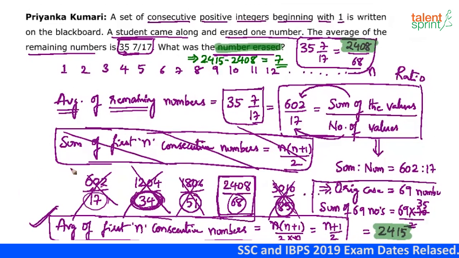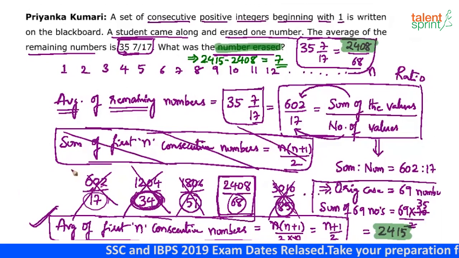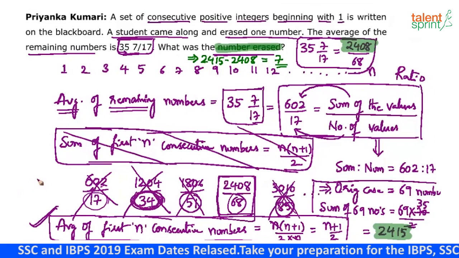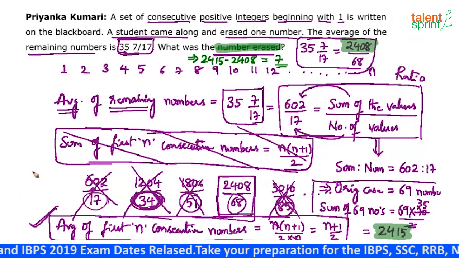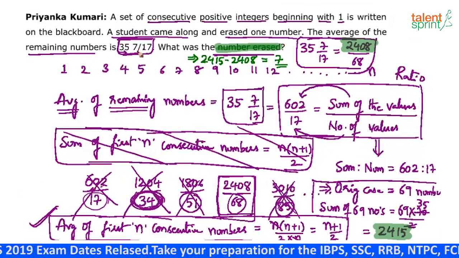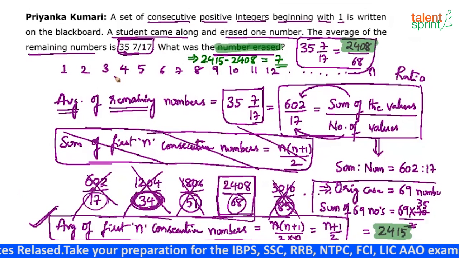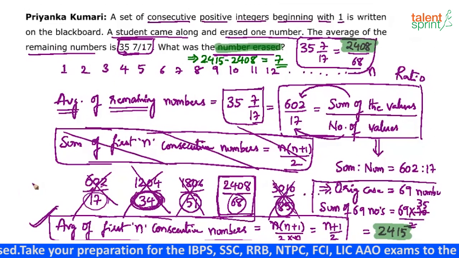Now from the first 18 numbers, just think of it, you have erased one of the numbers. The average of the first 18 numbers is 9.5. After erasing one of these 18 numbers, can the average become 35? Impossible. Because even if you remove the maximum number, the highest number, you will remove 18. Or even if you remove 1 from that, what happens?